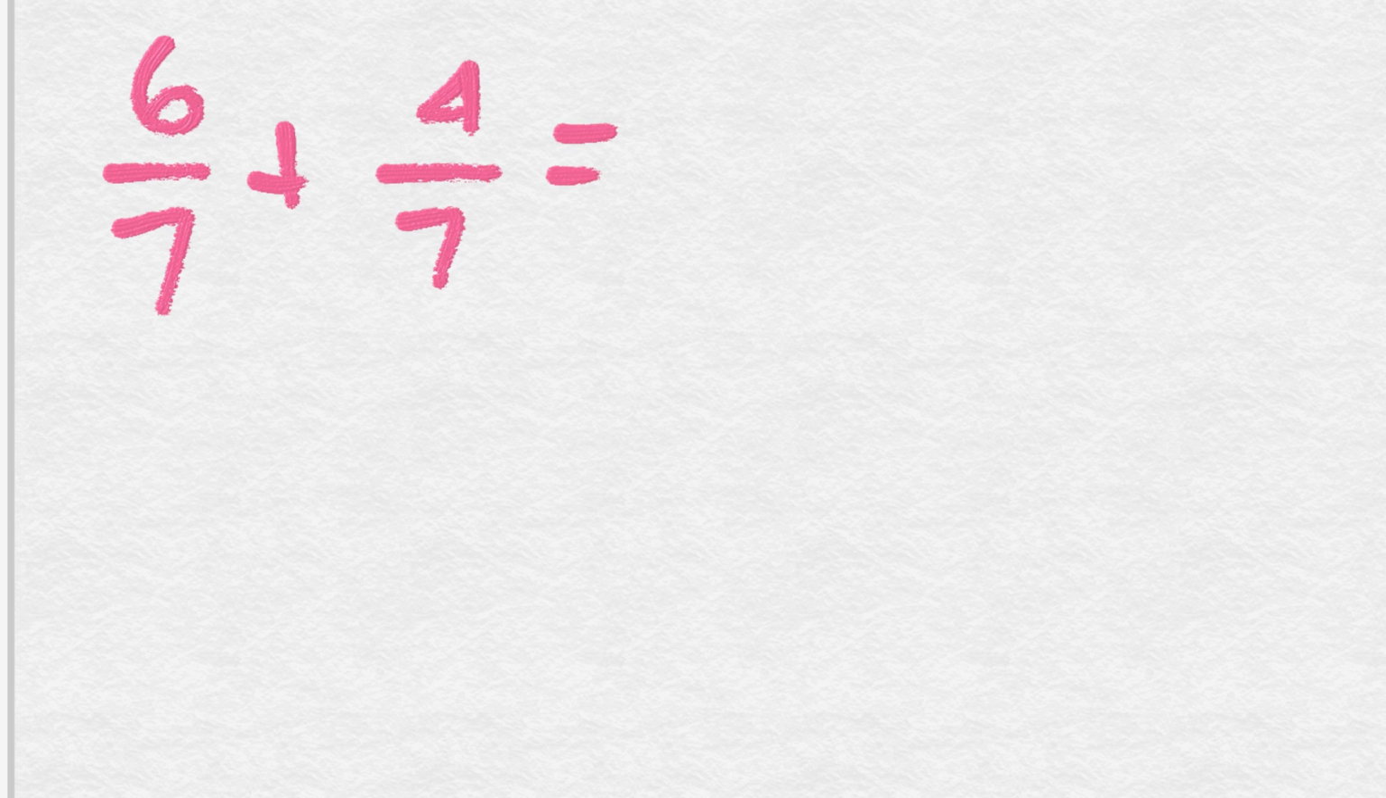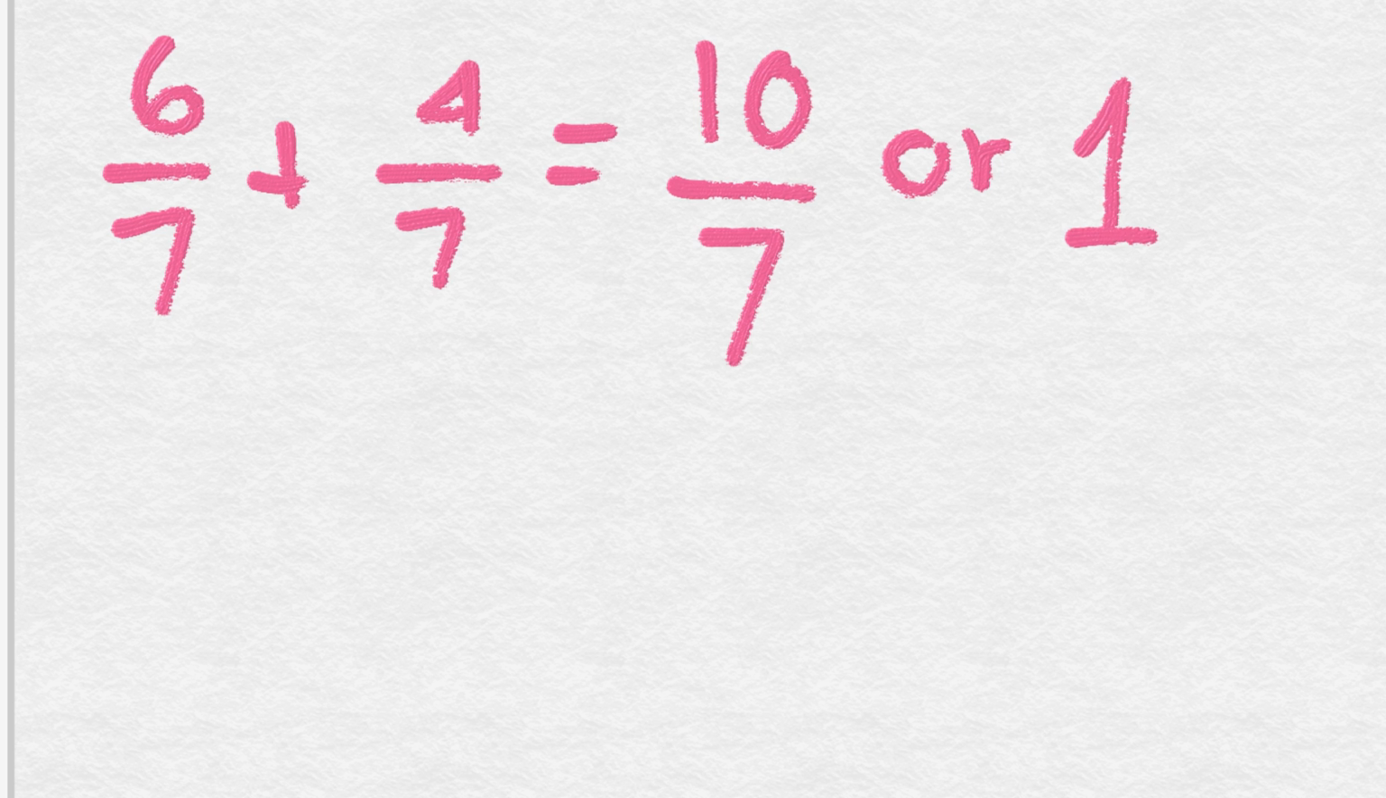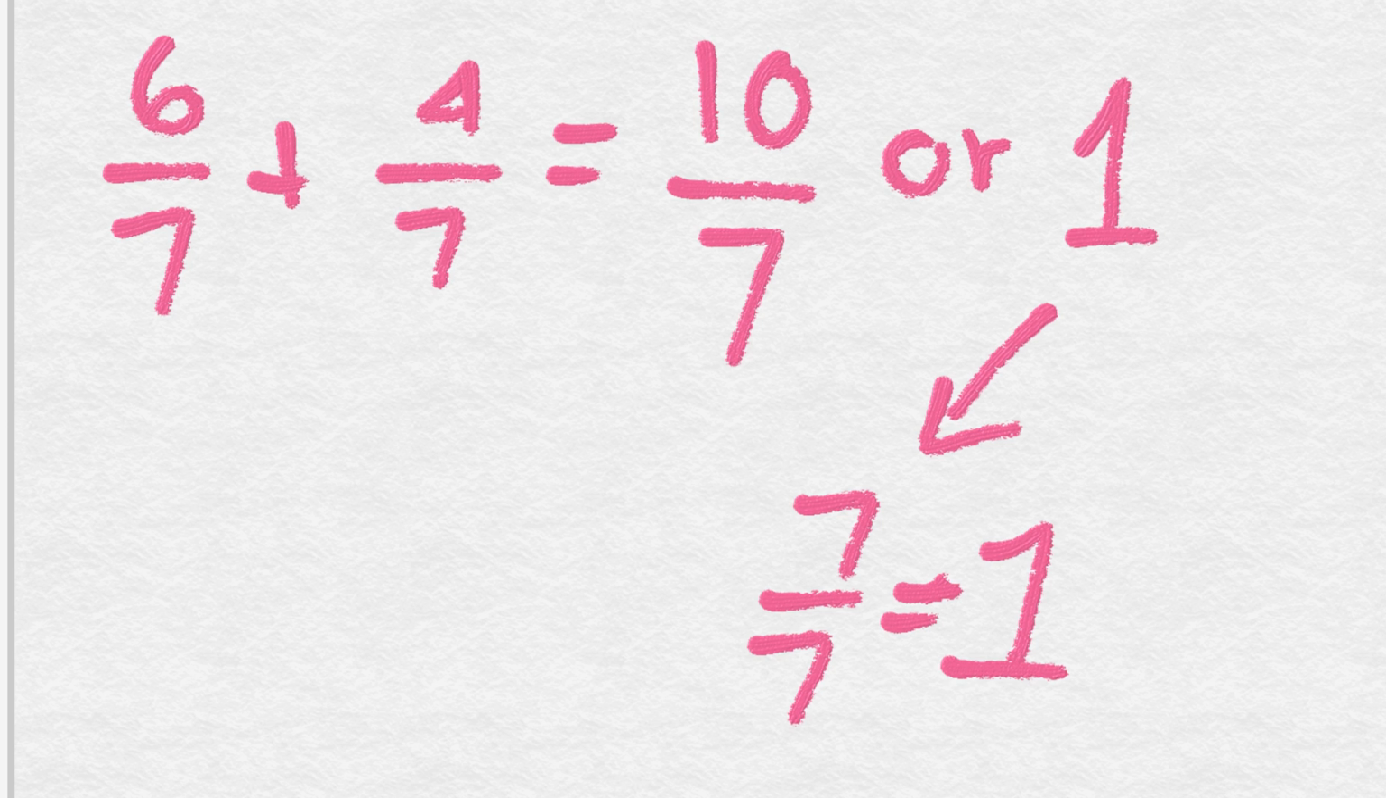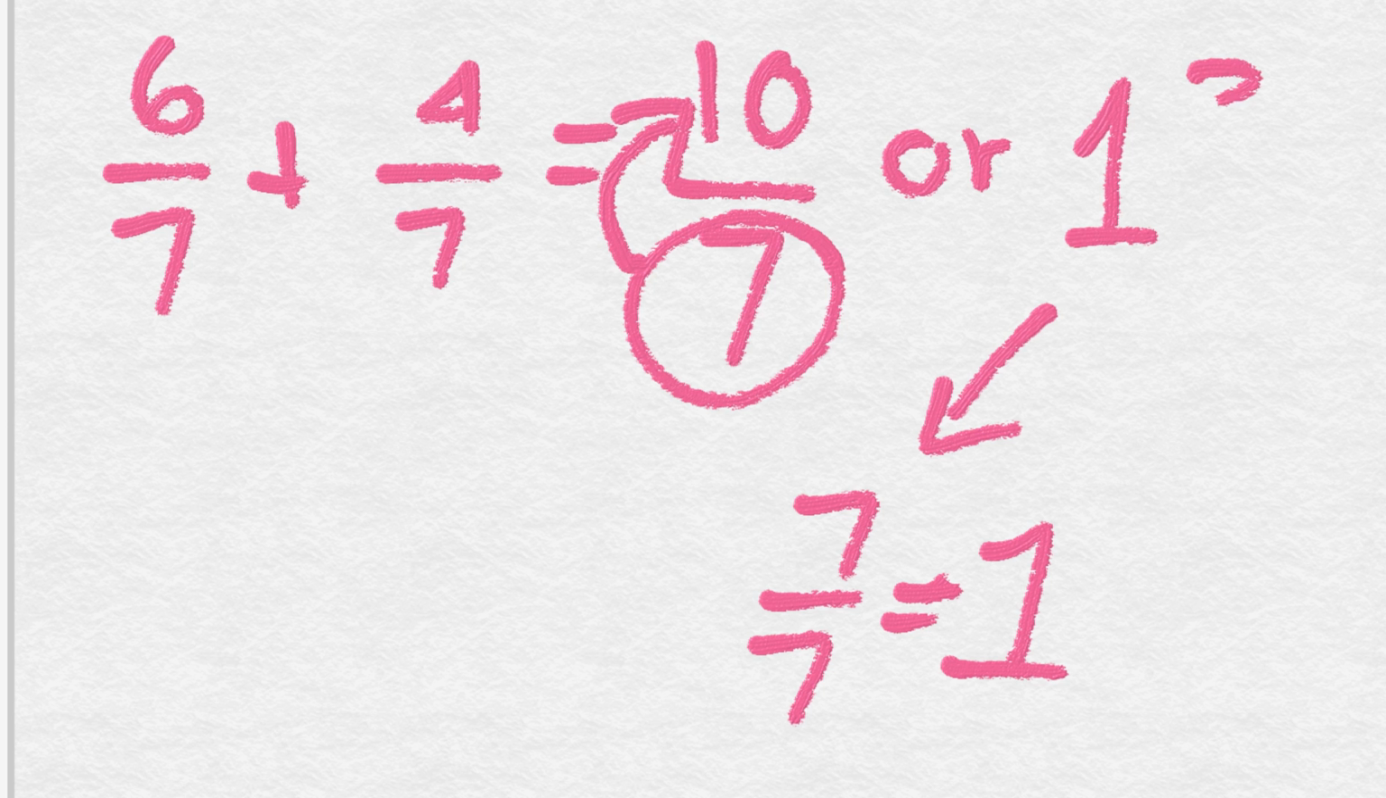Now the denominator, which is the bottom number, is the same, so that remains the same. Add 6 and 4, which is 10. You notice now that the top number here, 10, is bigger than the bottom number. So we can write that as a mixed number. That we can write as 10 over 7 or 1 whole, because 7 over 7 equals 1. Well, if we've got 7, let's count on until we get to 10. 7, 8, 9, 10 is 3 over 7.